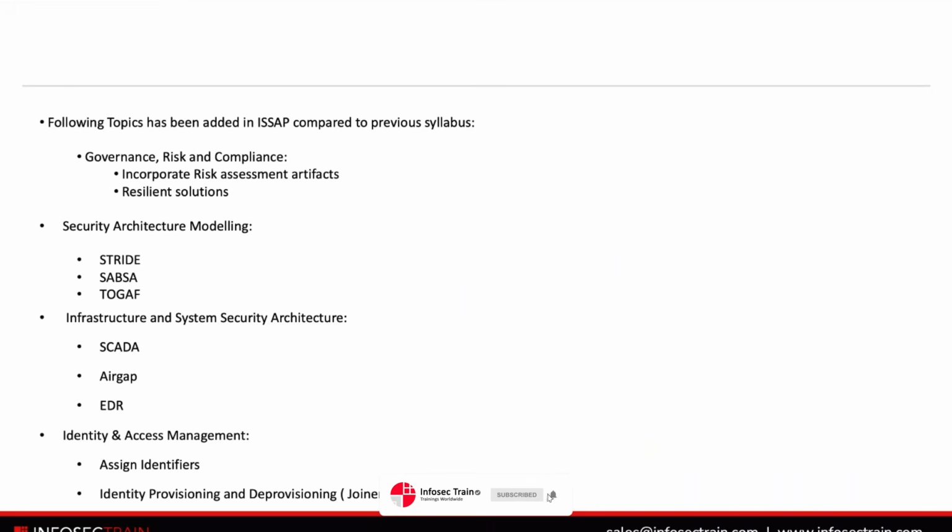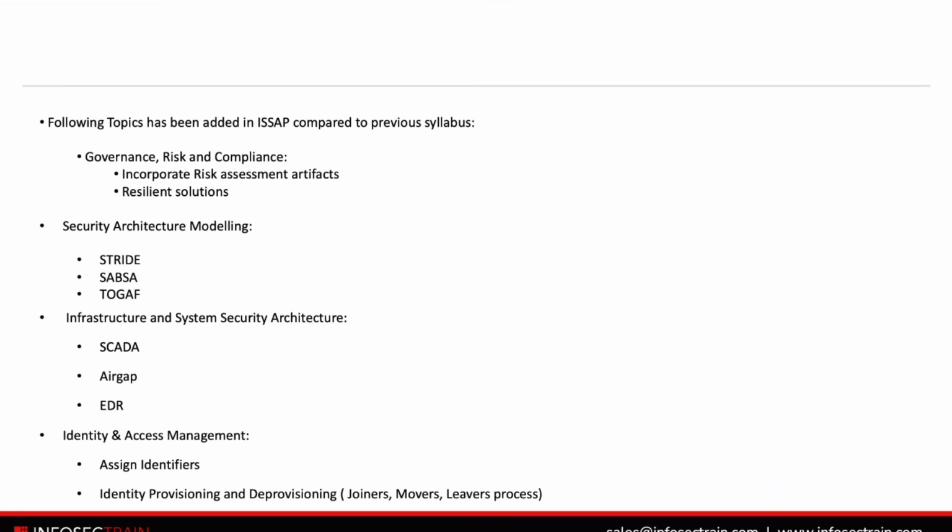When it comes to security architecture modeling, SABSA and TOGAF were already there, but there were very few questions on STRIDE. Now, what is STRIDE? STRIDE is your threat modeling. So we have spoofing, tampering, repudiation, information disclosure, denial of service, and elevation of privilege. So now you are going to get more and more questions on threat assessment and threat modeling.